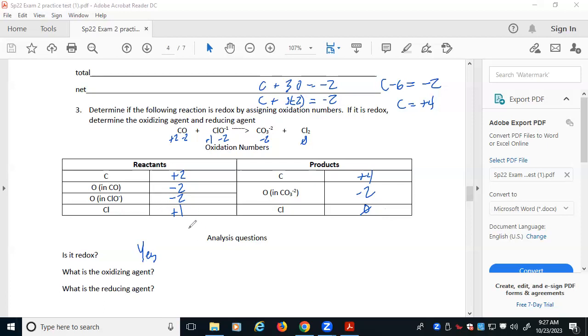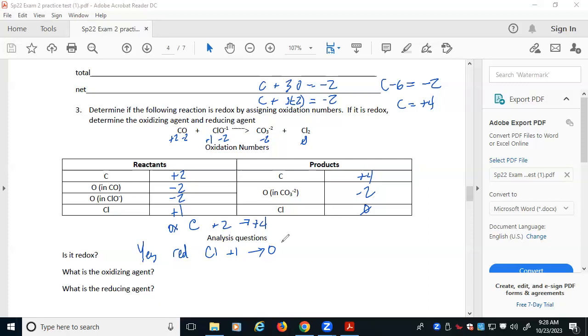So what I can see here is that the carbon went from +2 to +4. So it's getting more positive, less negative. To become less negative, I have to lose electrons. The loss of electrons is oxidation. So I know that the carbon was oxidized, which means that the chlorine must have been reduced. And we can prove that. We went from +1 to 0. This got more negative, less positive. More negative means more electrons. Gain of electrons is reduction. So that's what we're seeing there.